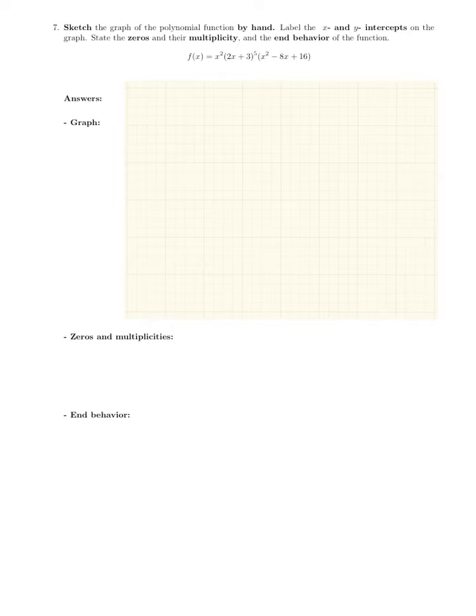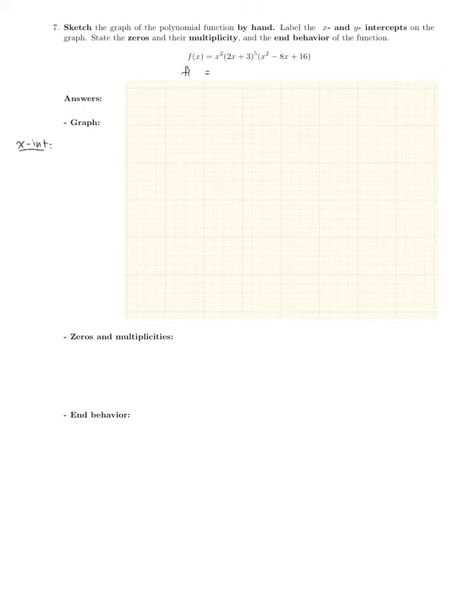All right, number 7. Sketch the graph of the polynomial function by hand. Label the x and y intercept and state the zeros under multiplicity and the end behavior of the function. Okay, so I just gave you this crazy looking polynomial, but let's first try to find the x-intercept and the y-intercept. For the x-intercept, you set y equals to 0 and then you solve for x. But before I do that, let me factor this out.